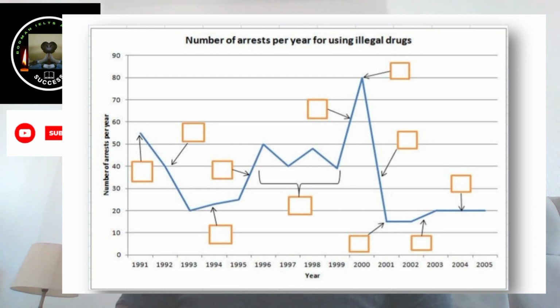A lot of places. If you look at the second box, from where the line graph started, in 1991 it started at 55, then it came down. That was a big decrease from 55 to 20. You can use fell significantly or decrease significantly there.